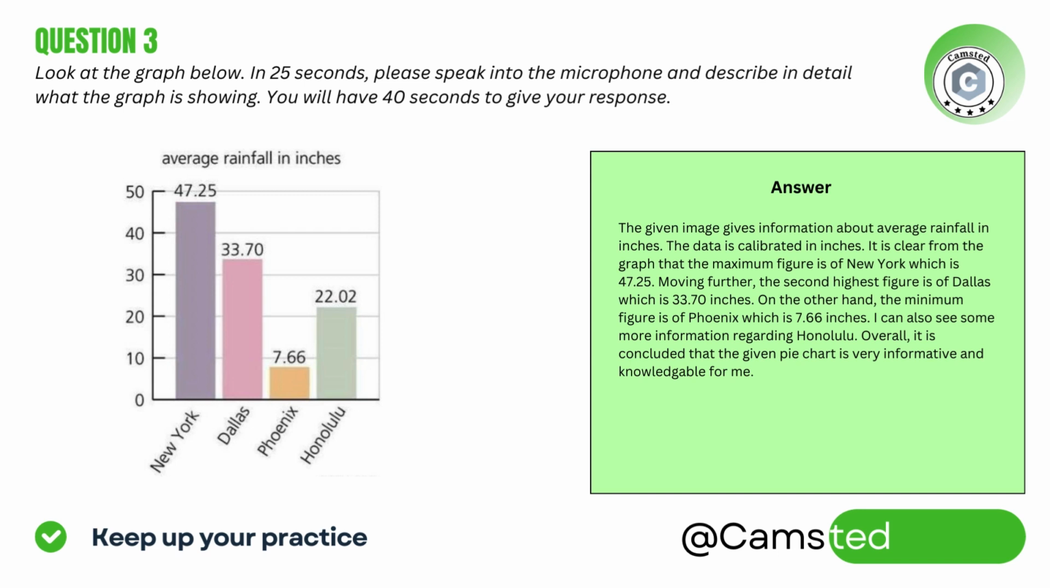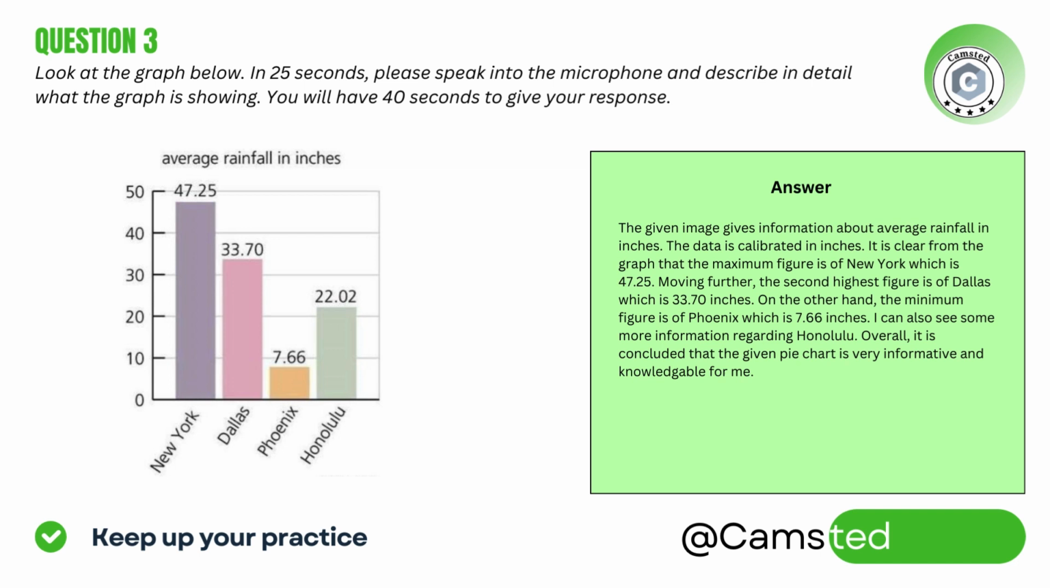The given image gives information about average rainfall in inches. The data is calibrated in inches. It is clear from the graph that the maximum figure is of New York, which is 47.25. Moving further, the second highest figure is of Dallas, which is 33.70 inches.